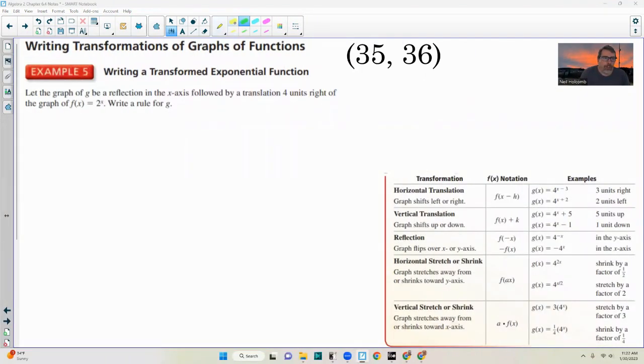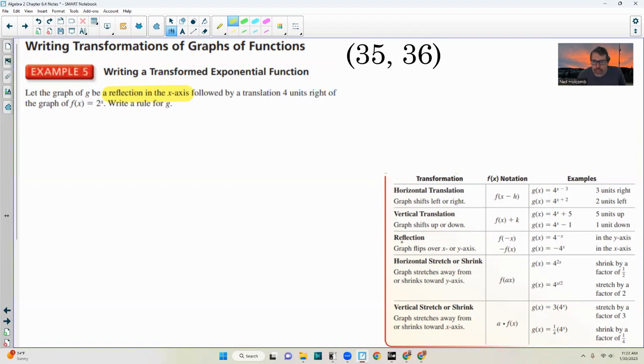All right, writing transformations of graphs of functions. So now we're going to write transformations of exponential functions. Let the graph of g be a reflection in the x-axis. So that's the first thing. I brought the rules in, and those came from page 318 in the text. So if you're following along in the text, it's page 318. I'm just going to refer to that while doing this until I memorize it, because these are new to us in this chapter section. You need to memorize these and be able to use them.